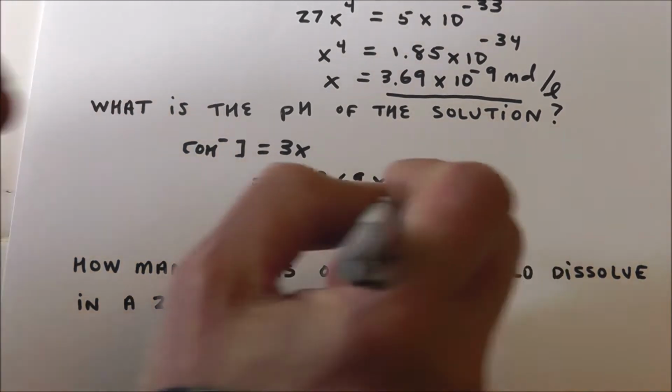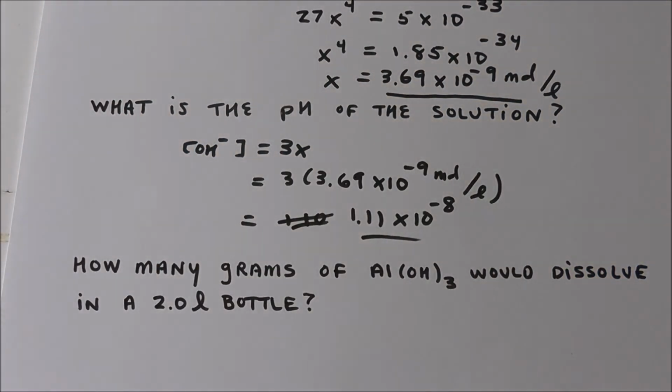And I kind of did a little trick question here. If we take the negative log of that, it's 7.95, but let's not even continue. This stuff is so insoluble that the amount of hydroxide ion in the solution is less than that provided by pure water.